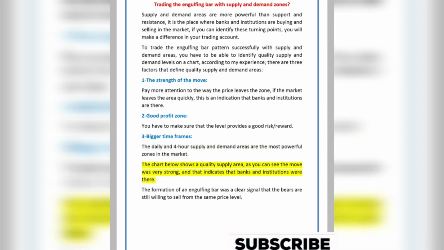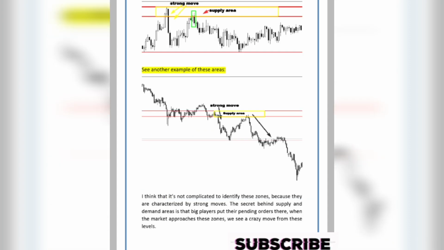The chart below shows a quality supply area. As you can see, the move was very strong, and that indicates that banks and institutions were there. The formation of an engulfing bar was a clear signal that the bears are still willing to sell from the same price level. See another example of these areas.